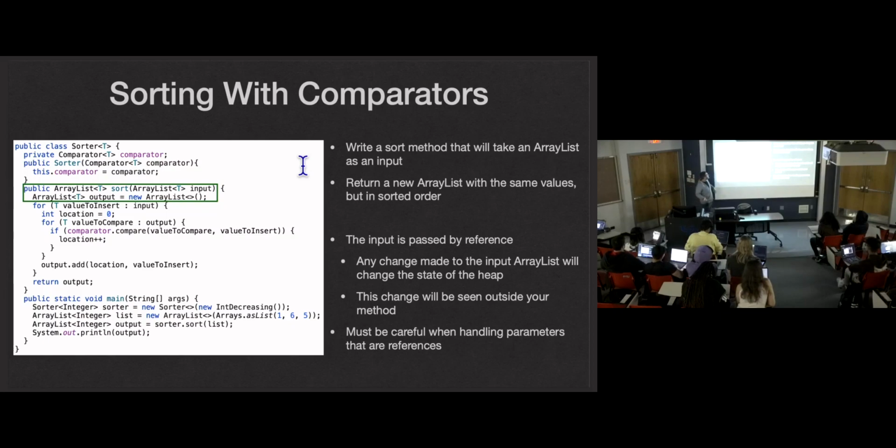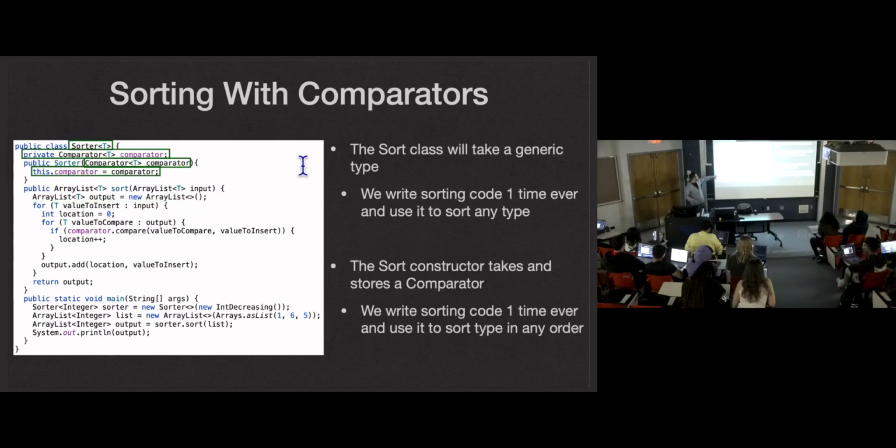When we create this sorter, actually I want to go back to this one. When we create this sorter, we're going to specify what T is and then give it a comparator that compares two values of type T. So our type parameters, our generics have to match. Our comparator takes a generic, our sorter takes a generic. That generic should be the same for both of them.